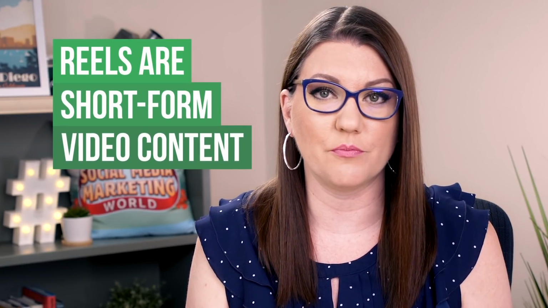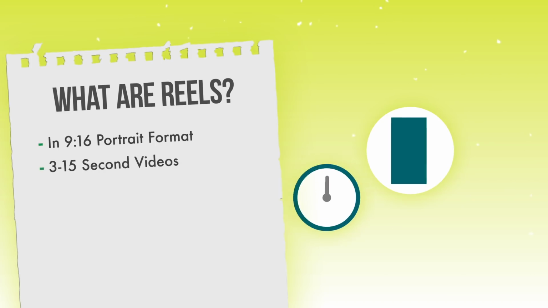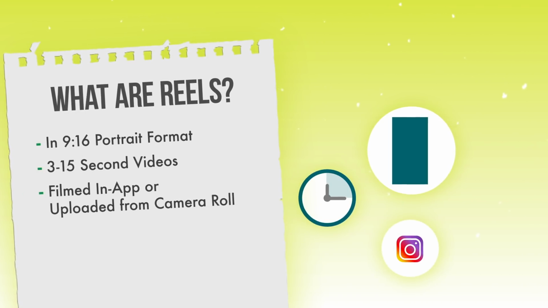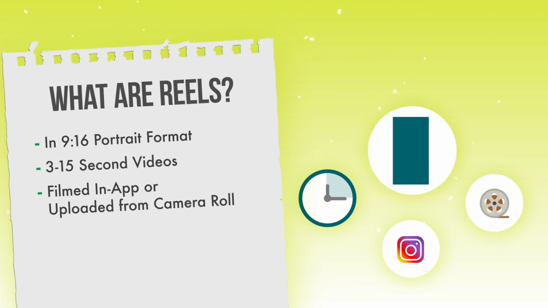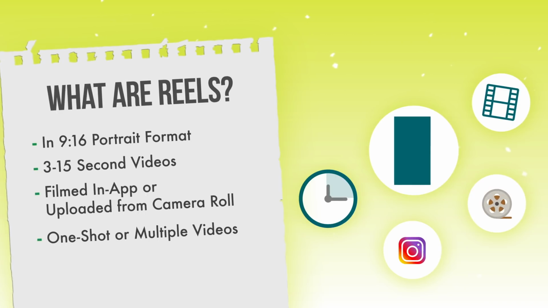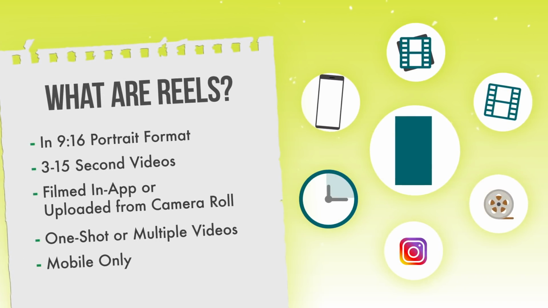They are short form video content in vertical mode, so the full 9:16 portrait. They are 3 to 15 second videos, and they are filmed either directly within the Reels camera, or you can upload any videos from your camera roll. They can be filmed as one full take or a series of takes stitched together. And they are mobile only, meaning you can only upload them via your mobile device.